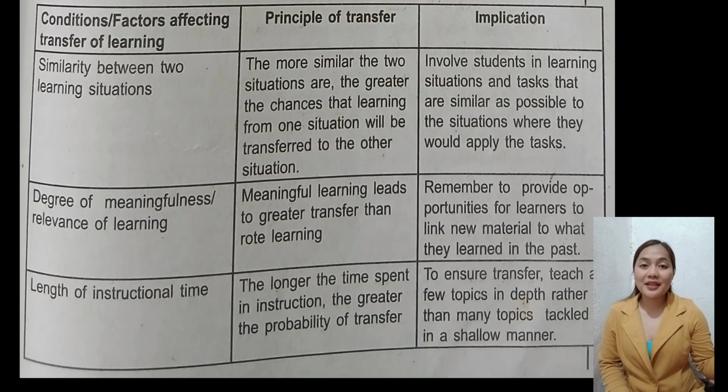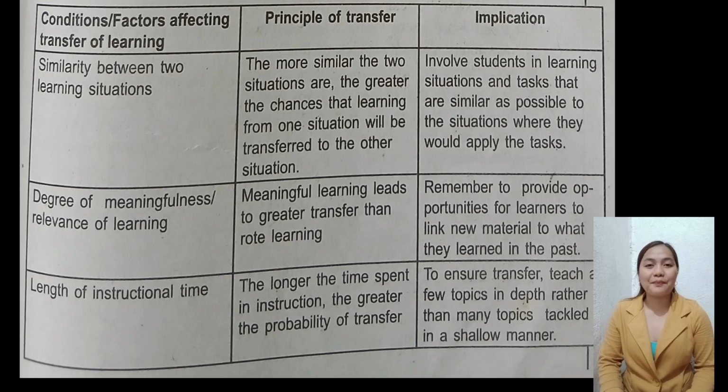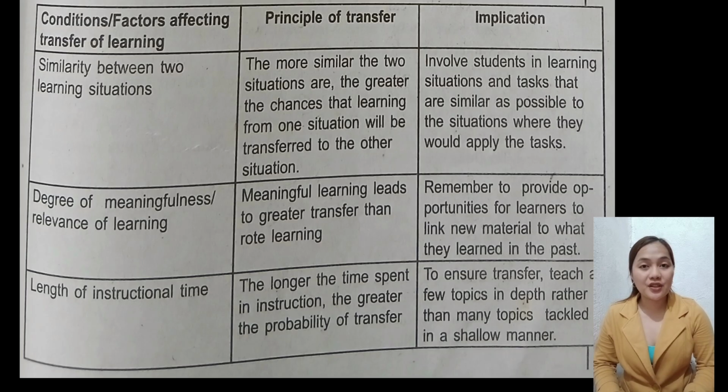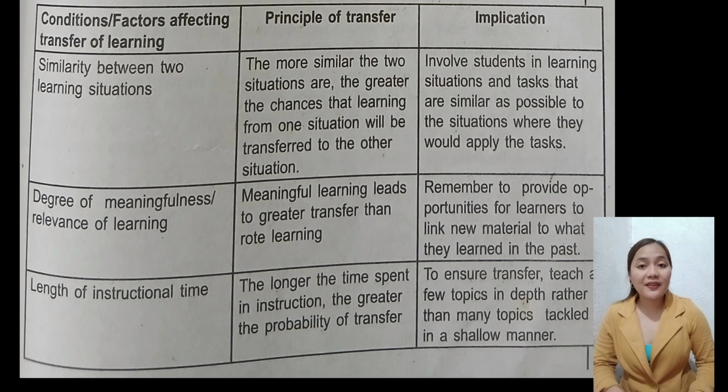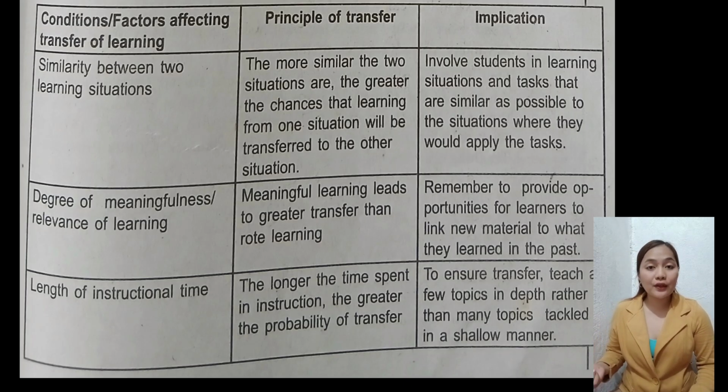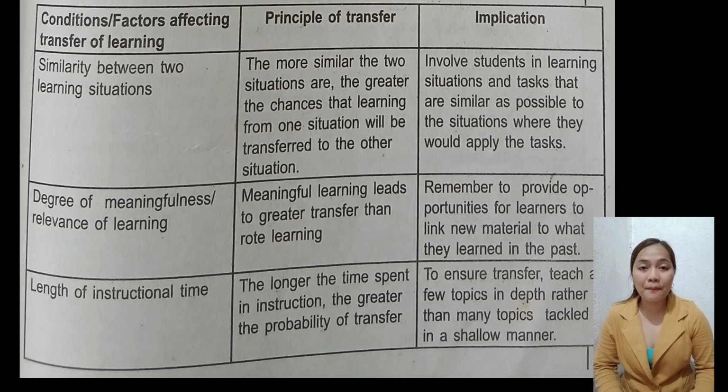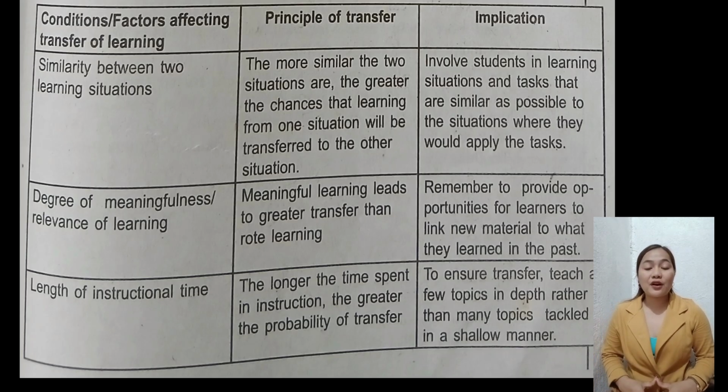You will be the one to read what's on the screen and I will just explain it to you directly. So, we have similarity between two learning situations. The principle means that the more alike two situations are, the easier it is to use what you learned in one in the other. The implication means try to learn things in a way that's as similar as possible to where you'll use them. And next is meaningfulness of learning.